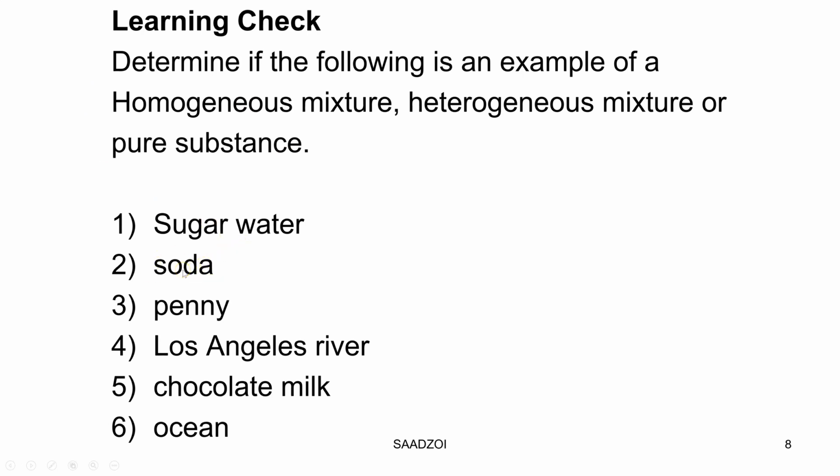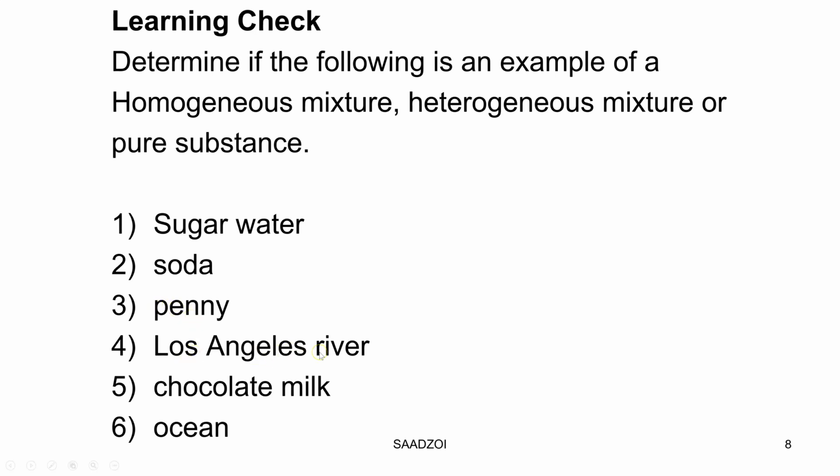So the same thing. You know there's multiple ingredients in it, but you can't tell those ingredients by looking at it with your eyes. So that's homogeneous as well. Penny, same thing. It's copper. It could be copper and zinc, depending on how old the penny is. Either way, it's homogeneous. You can't tell there's multiple parts.